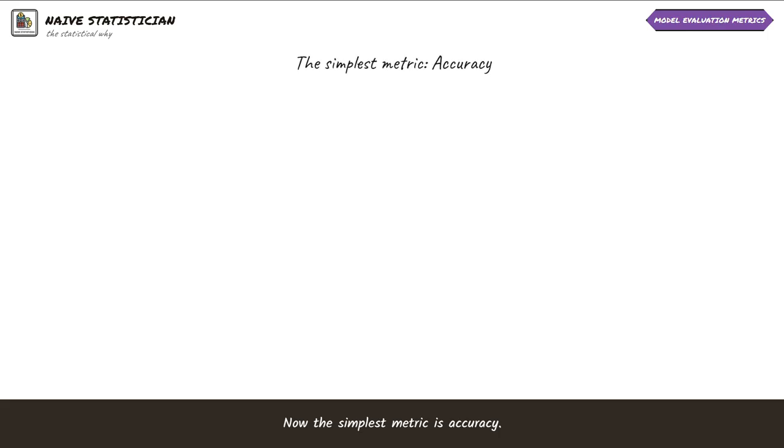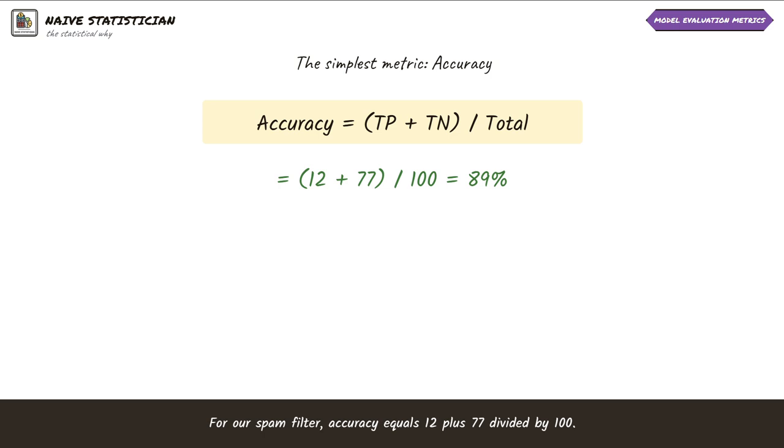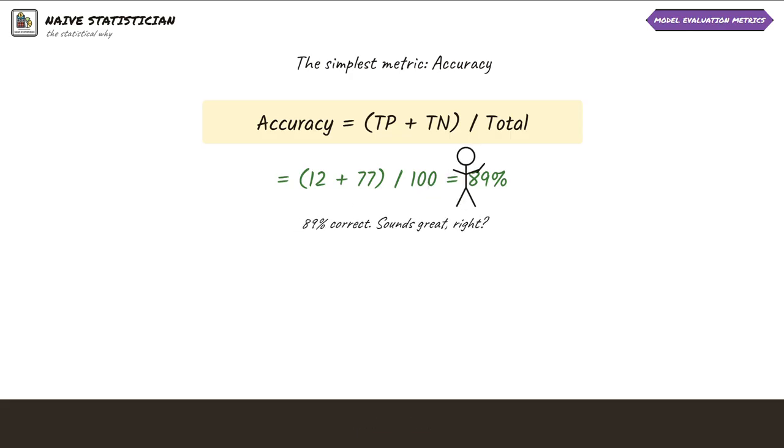Now the simplest metric is accuracy. Accuracy equals the number of correct predictions divided by the total number of predictions. In confusion matrix terms, TP plus TN divided by the total. For our spam filter, accuracy equals 12 plus 77 divided by 100. That is 89%. Sounds great. The model is correct 89% of the time.